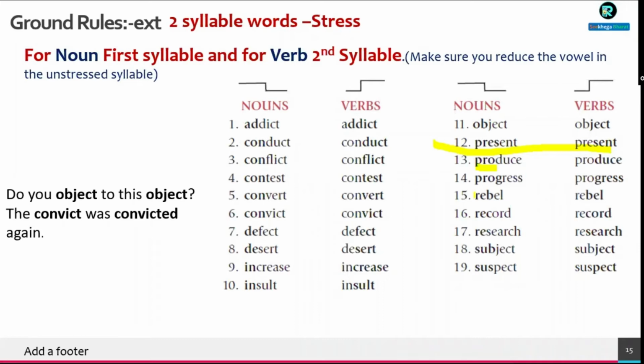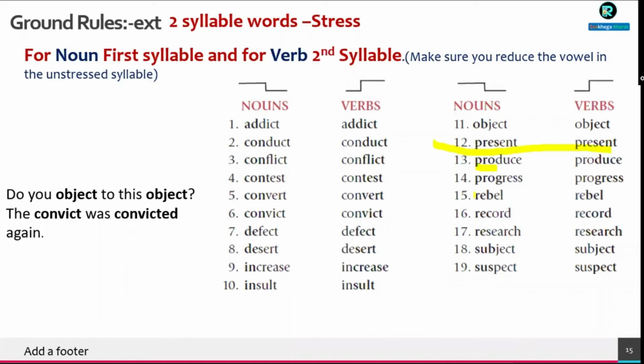How do you say rebel? Rebel. We say rebel. This is rebel. What is that actually? What does rebel mean? Rebel means to protest.